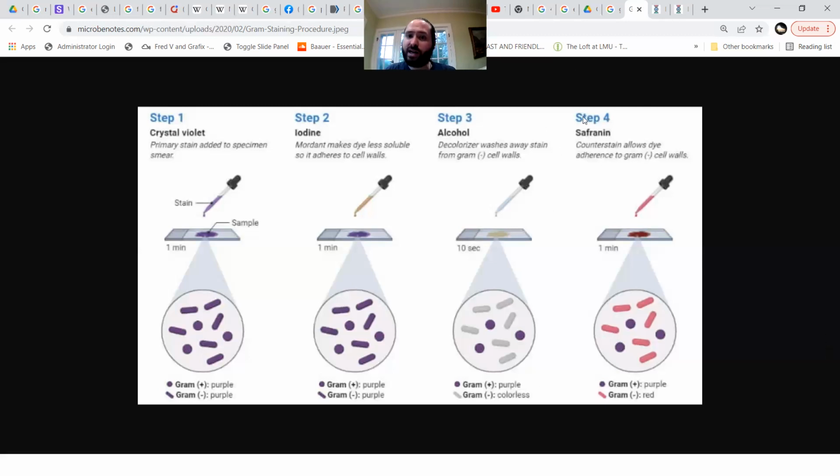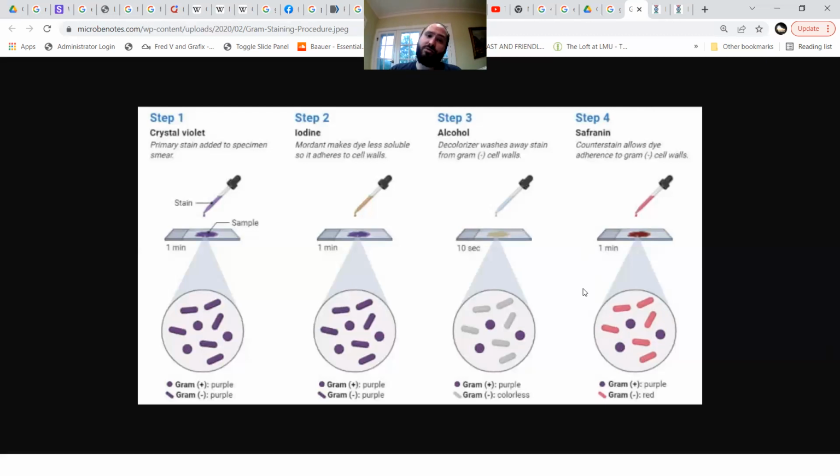The last step is adding a counterstain called safranin. And the safranin will coat everybody, but the purple sticks out more for gram-positives. So they still look purple. But now the gram-negatives will look pink. So that's gram staining, and that's why we have a difference between gram-positive and gram-negative.